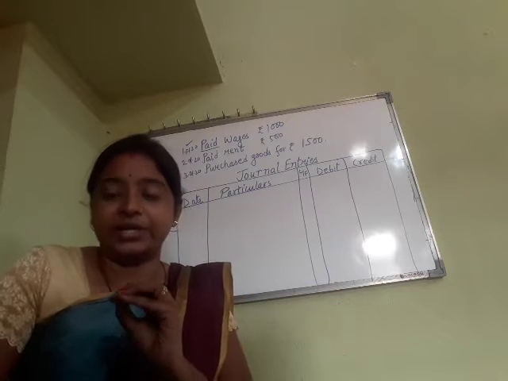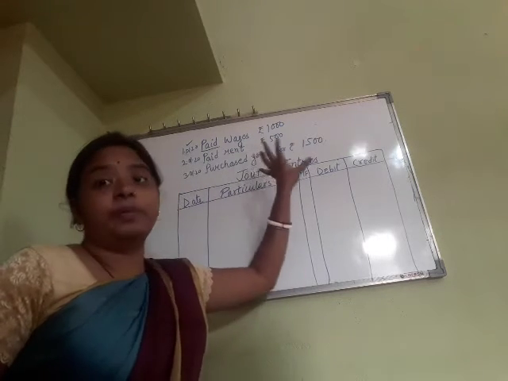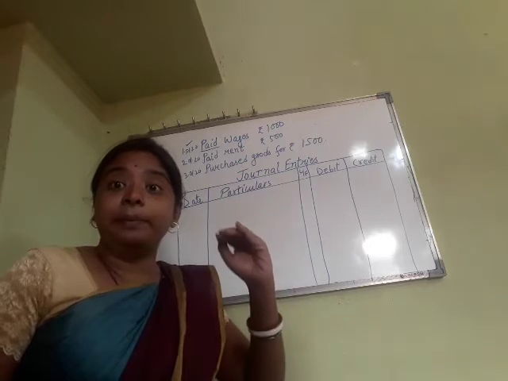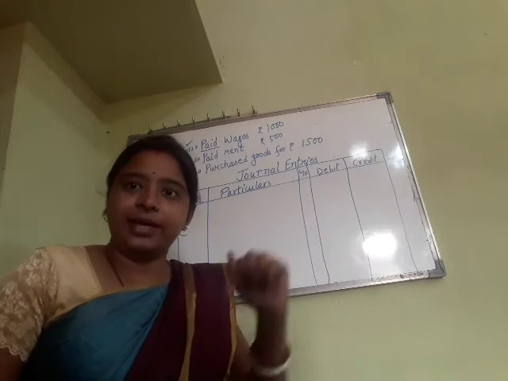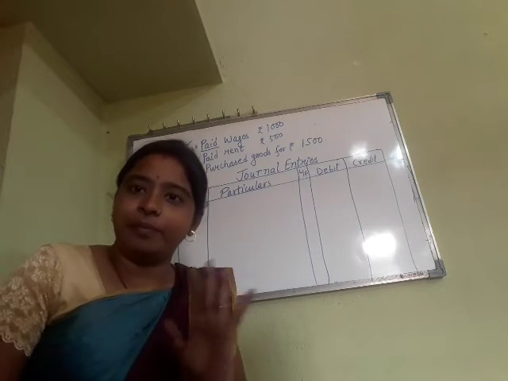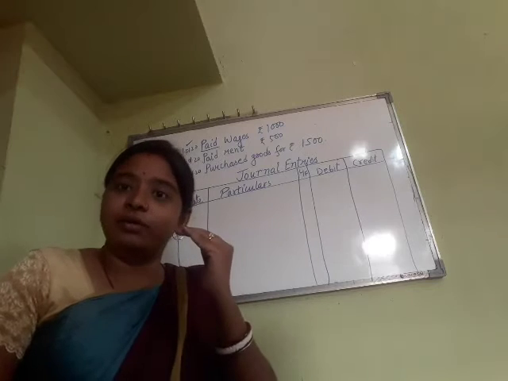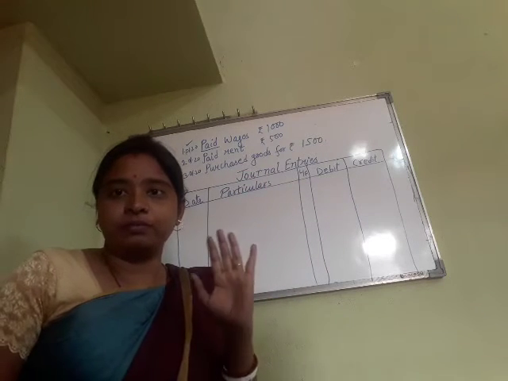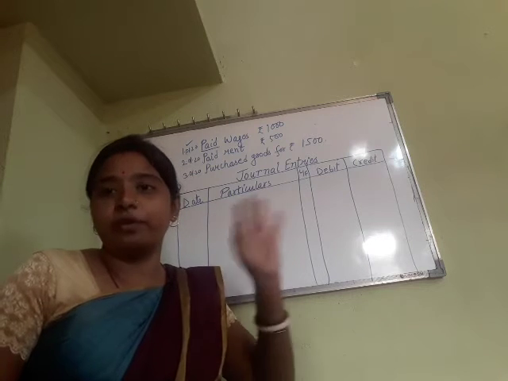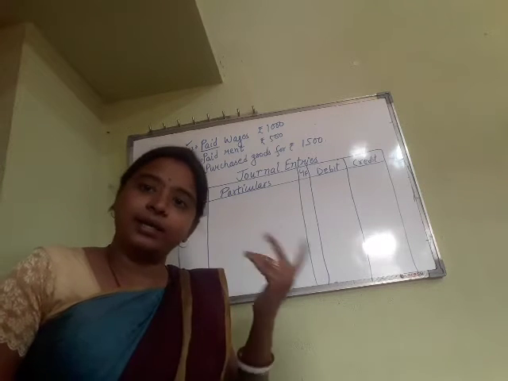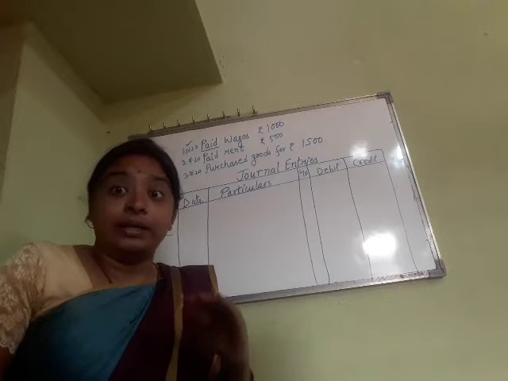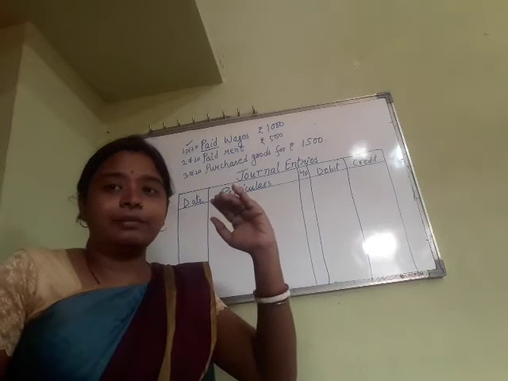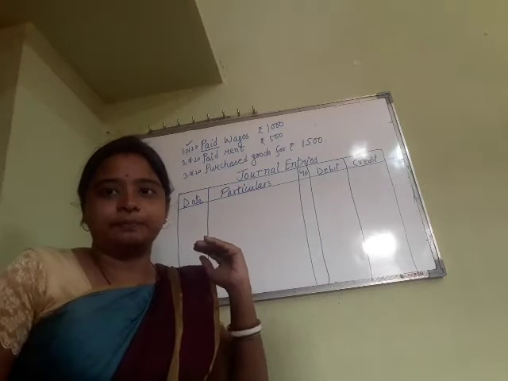Mostly for cash. If in the question paper you see that we have paid through a check, then credit will be bank. The credit place will be fixed for bank. If there is no information about check, then it will be cash. Then what will come on the debit side?